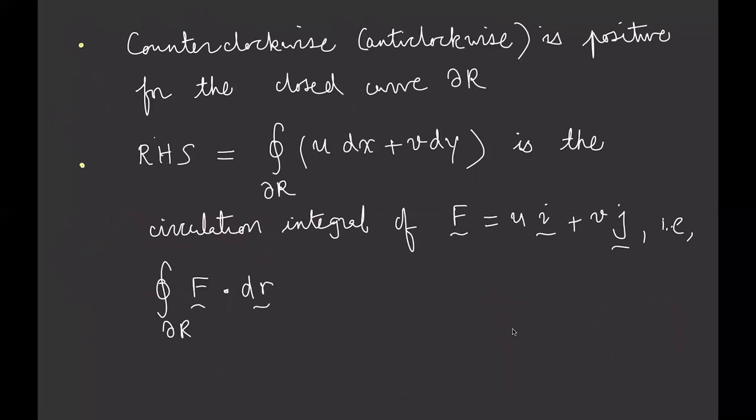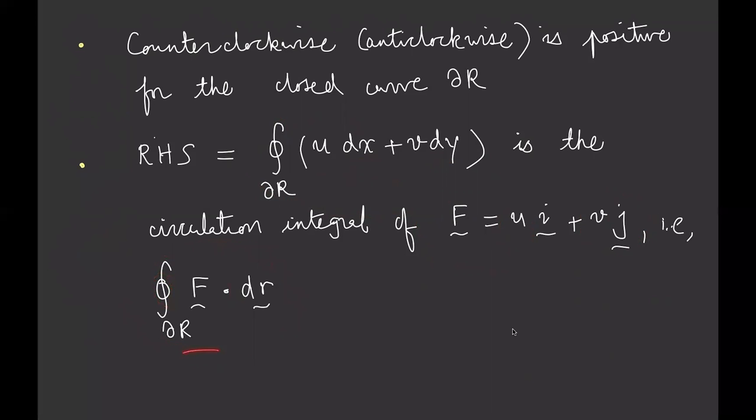So the right-hand side here is given by this, and I just want to highlight the fact that this is actually an integral of the form F dot dr. Why is that? If I think of my general line element, it's going to be dx i plus dy j. If I define this vector-valued function F, whose components are u and v, then what I have inside here is just F dot dr around a closed loop.